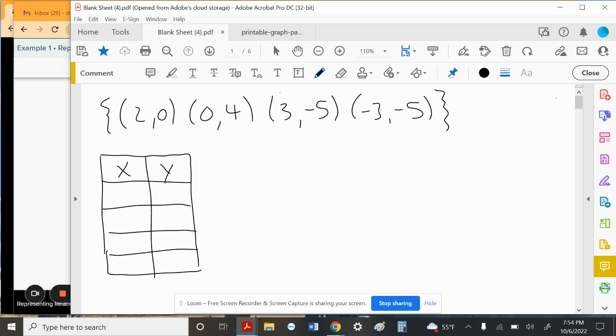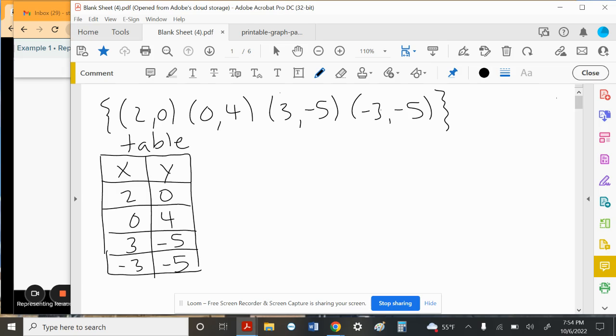So I have 4 things that I have there. So this is (2, 0), (0, 4), (3, -5), and (-3, -5). So this is how you would create a table. Normally on a table, the best way to do it is always set it up with the X value at the lowest, Y value then just follows with it.